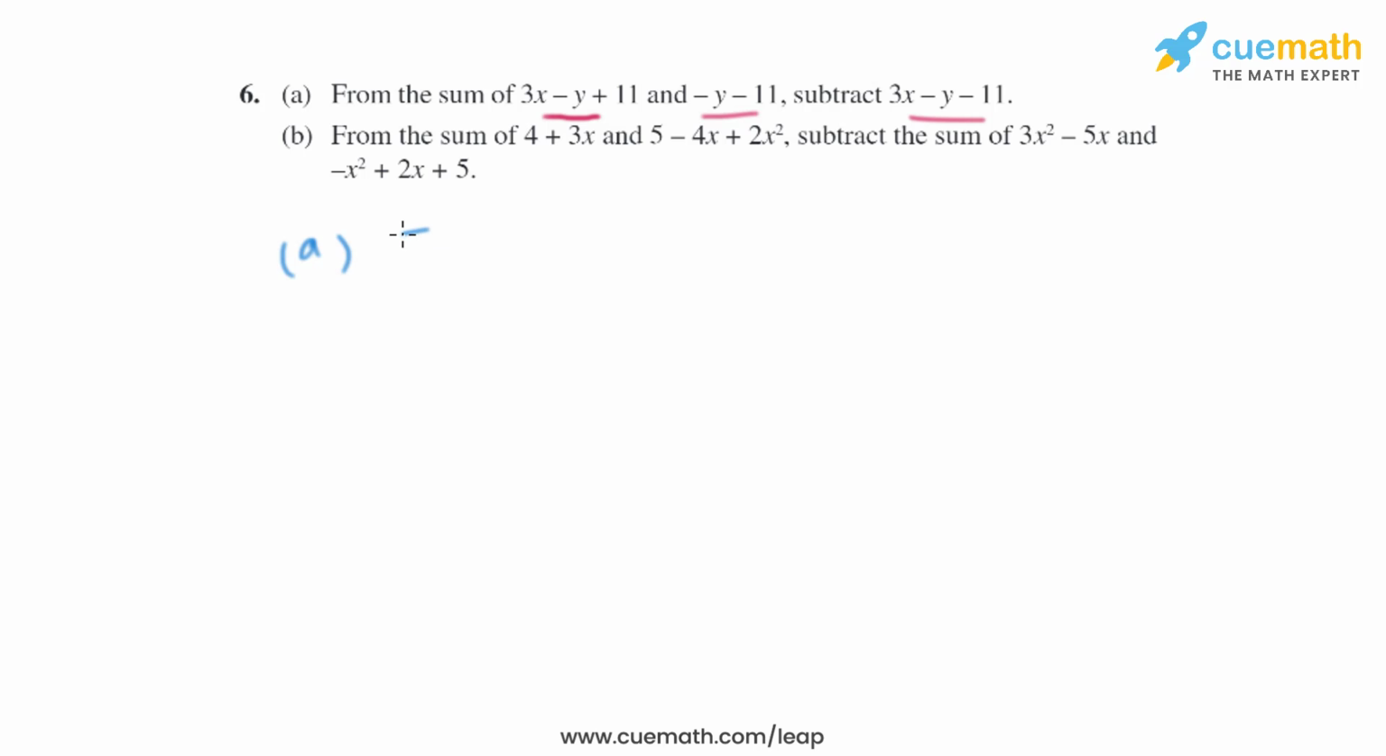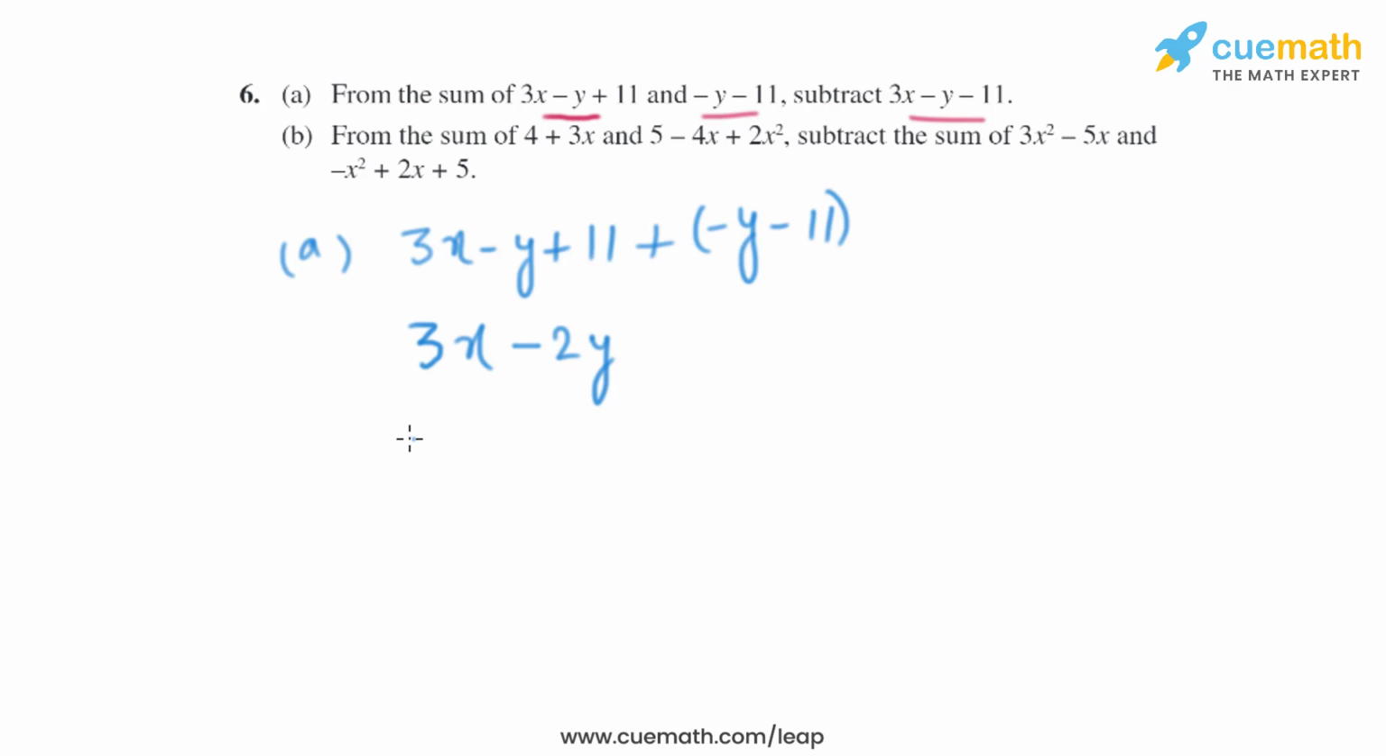The expressions are 3x minus y plus 11, and we are adding minus y minus 11 to it. Now the like terms are the terms with y and the constant terms. So it will become 3x, and minus y will become minus 2y, and plus 11 and minus 11 will become 0. So we will get 3x minus 2y after adding these two expressions.